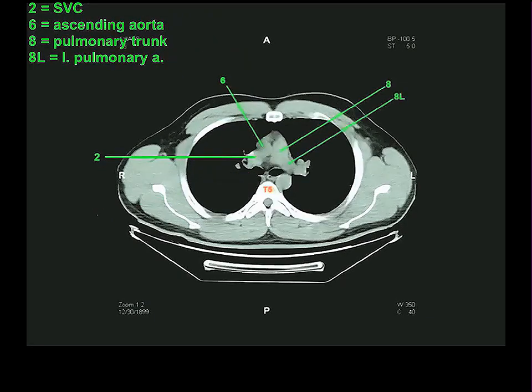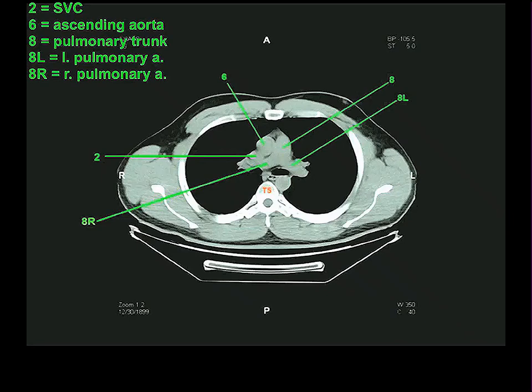And we go down further yet, and we see a much clearer pulmonary trunk, and we can identify this really as a branch of the pulmonary trunk, the left pulmonary artery. Ascending aorta hasn't changed. Superior vena cava hasn't changed. We go down one level further. We see a beautiful bifurcation of pulmonary trunk. Left pulmonary artery, right pulmonary artery. Superior vena cava hasn't changed. Ascending aorta hasn't changed.